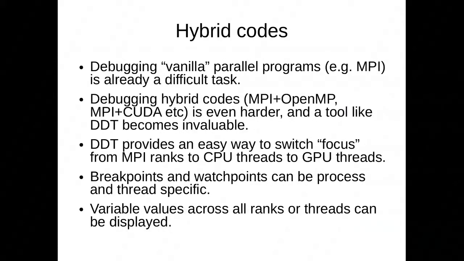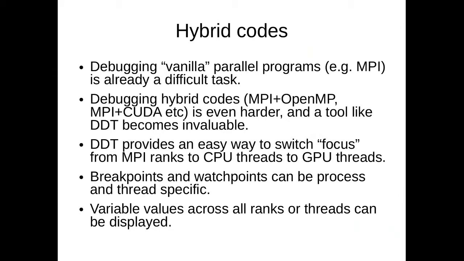I'll show it later. Another advanced topic, how do you debug hybrid codes? I'll give you just one specific example, MPI plus OpenMP hybrid code. Other possibilities are MPI plus CUDA, or even MPI plus OpenMP plus CUDA. It's all possible to debug with DDT. Of course, even vanilla parallel programs like MPI are already hard enough to debug. Hybrid is even harder, so DDT becomes a very invaluable tool.